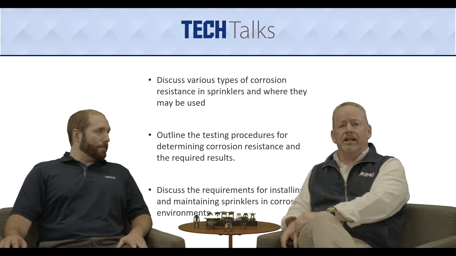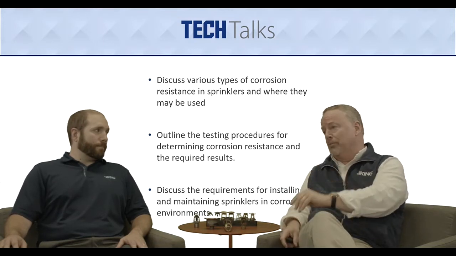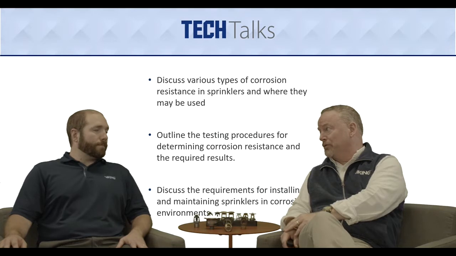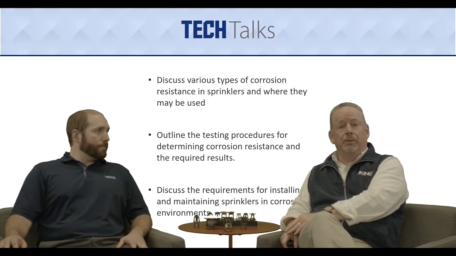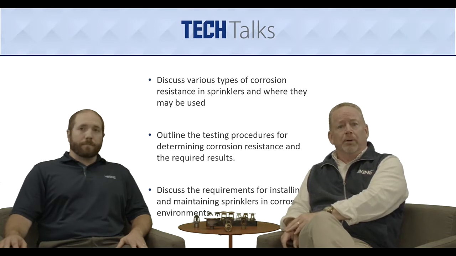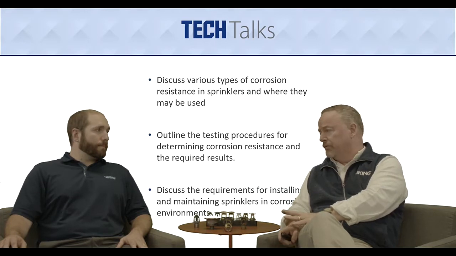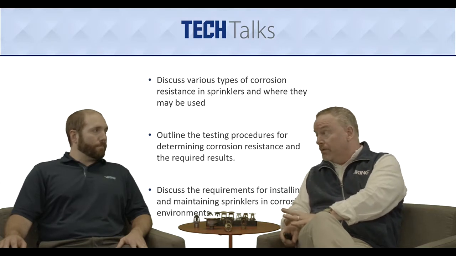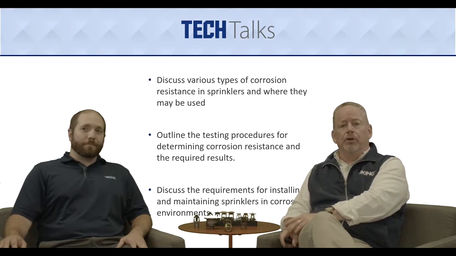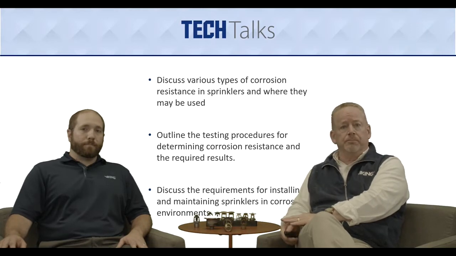And then we're going to outline the testing procedures, a brief outline, because in a couple of months we're going to do a couple of episodes, one with some guys from R&D, and talk about exactly how sprinklers get their listing. But we'll look at the procedures for determining corrosion resistance, the required results, and what sprinklers actually have to go through to become corrosion resistant sprinklers. And then we're going to discuss some of the requirements for inspecting and maintaining sprinklers in corrosive environments.